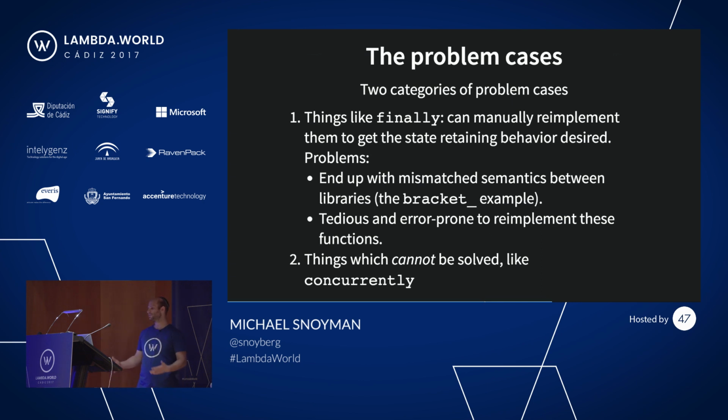And so the actual problem cases are things like finally, where you can technically make it work the way you would expect, keeping track of all your state updates, but it's a pain. Or things which actually have no solution at all. And concurrently is one of those examples. Since there are two states that are created from two different threads, you have no way of combining these together without throwing something away.